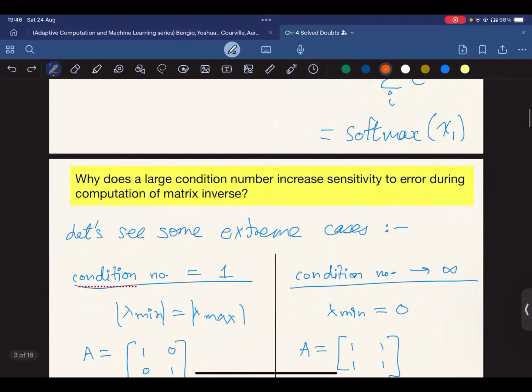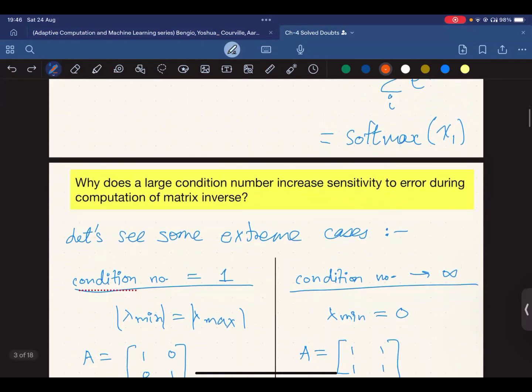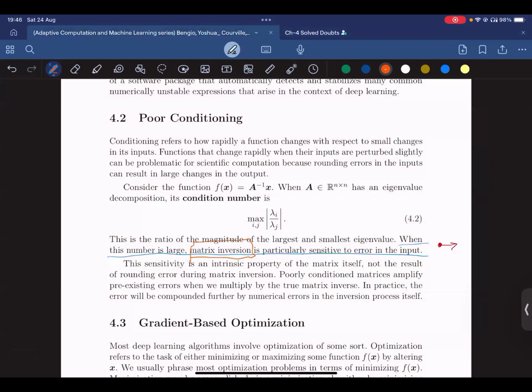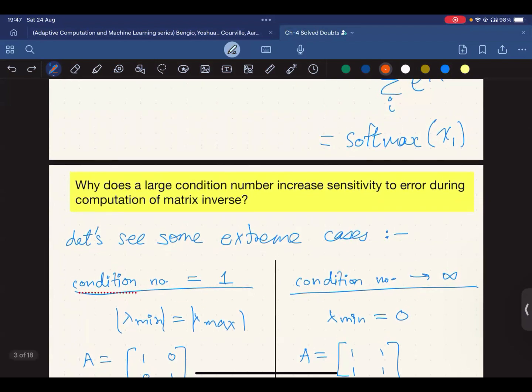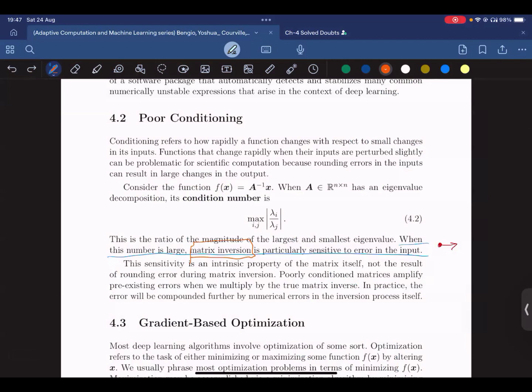I've just plotted some extreme cases. The condition number of a matrix is this ratio of eigenvalues. It depends on whether the eigenvalues are negative or positive. It's the maximum possible positive ratio of two eigenvalues. So what is the bound on this condition number? It has to be greater than or equal to one, and it can go to infinity also.